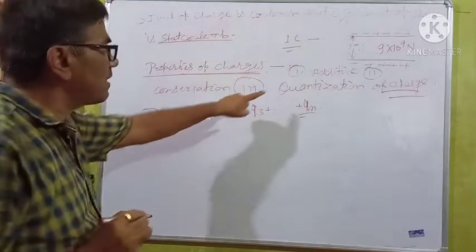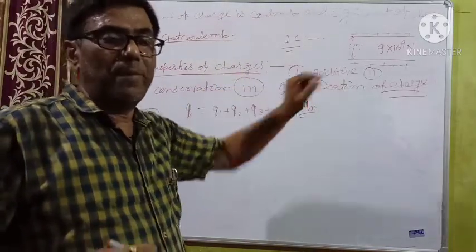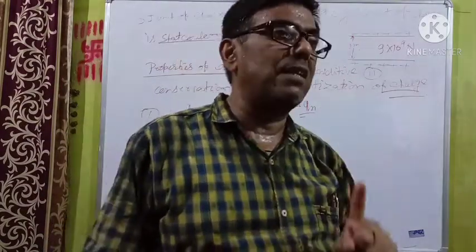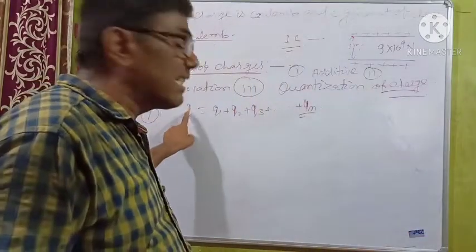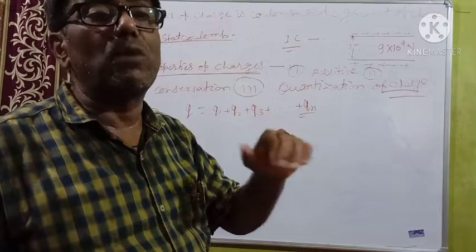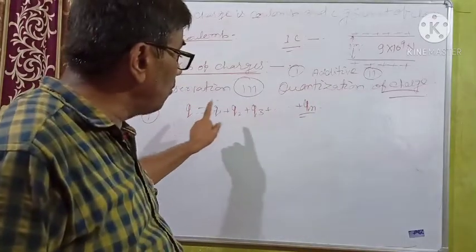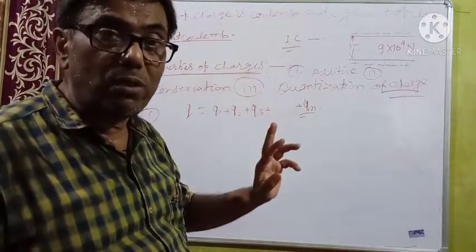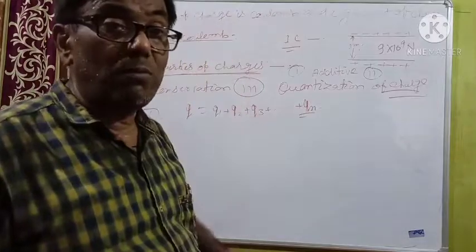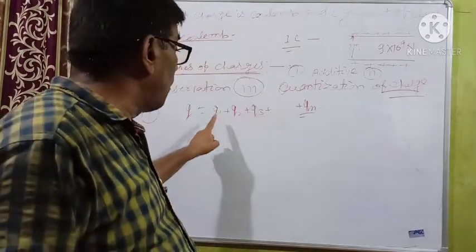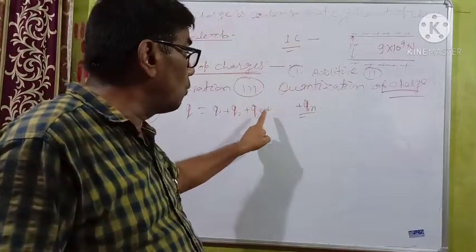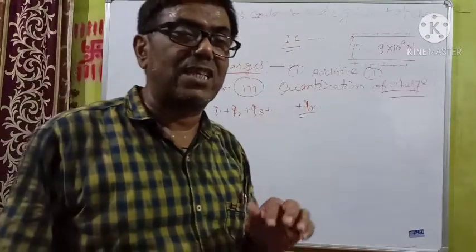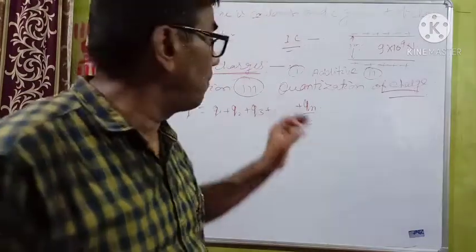So it shows the additive nature of the charges. It does not obey vector algebra, it obeys simple algebra, and the net charge is equal to the summation of the individual charges. Suppose Q1 is equal to 2 coulomb, Q2 is equal to 1 coulomb, Q3 is equal to 2 coulomb, then 2 plus 1 plus 2 is equal to 5 coulomb. So the charges are added simply, obeying simple algebra.